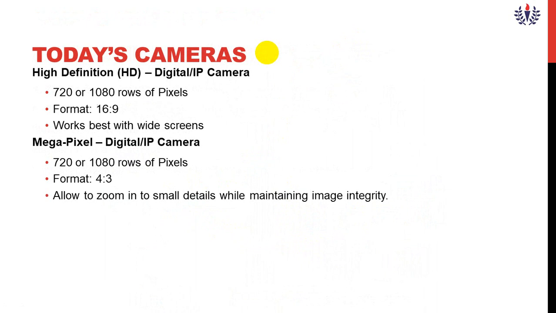It's not required. Today's cameras are using 720 or 1080 rows of pixels, which is used in digital HD mode. In digital mode, the format is 16:9, and that is only for 720 or 1080 row cameras. When it comes to megapixel cameras, the format is 4:3, which maintains the image integrity with small dimensions.